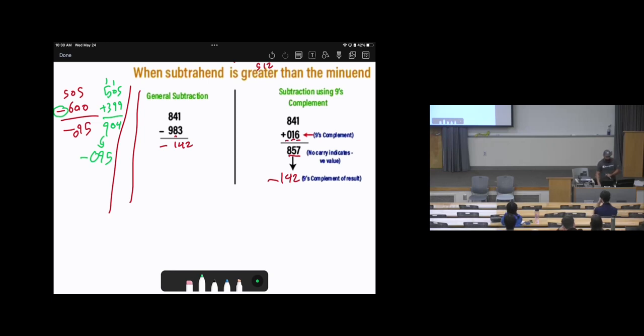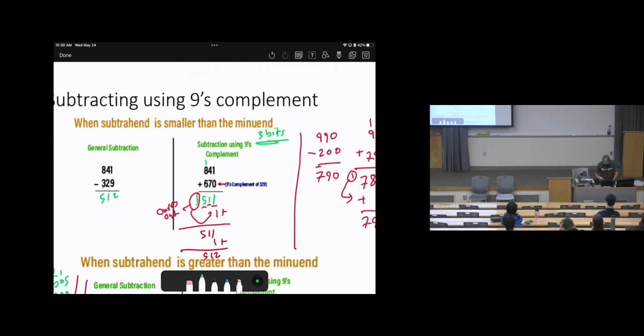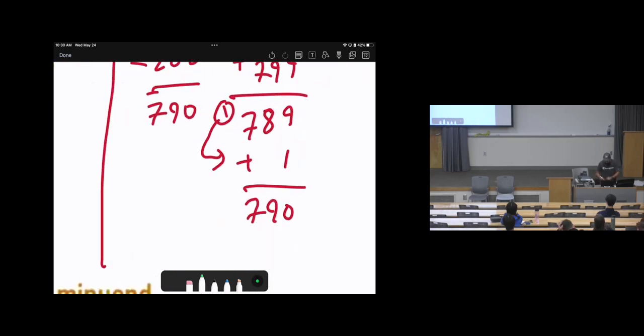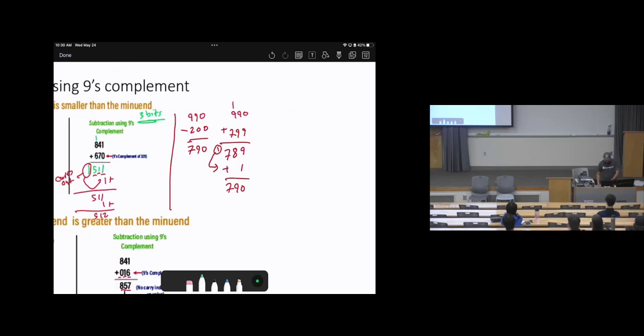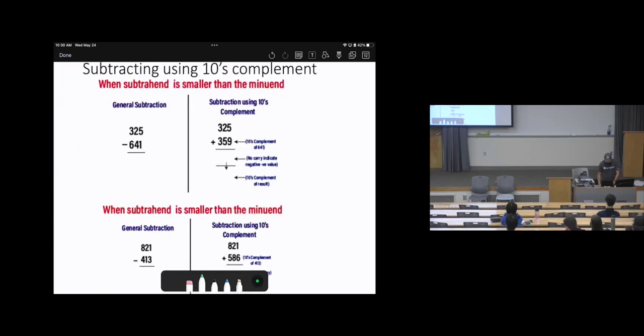Okay. Now, how can we apply this for the tens complements? Now, we applied here for the nines. In the tens complement, it will be exactly the same procedure, but keep in mind when there is any carry out bits, ignore it. Don't add it to the first bit like what we did here. Here we add it to the first bits. Don't do it if it is in tens complements.